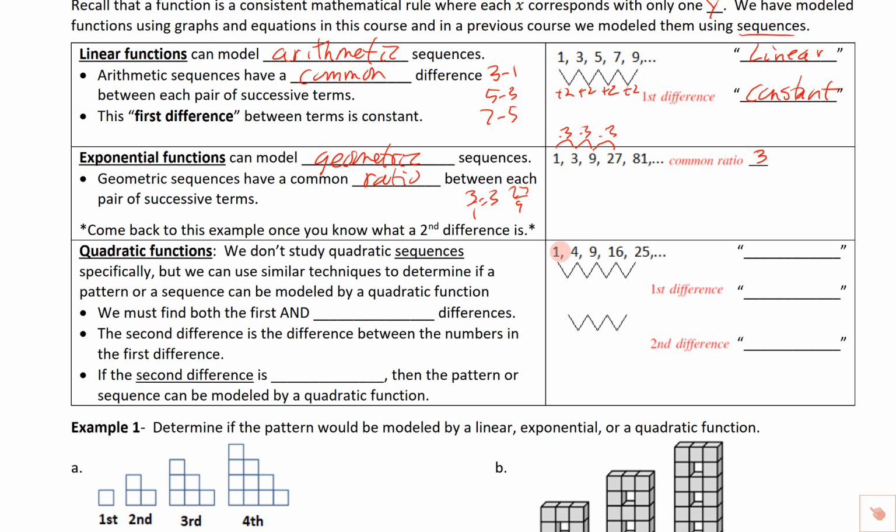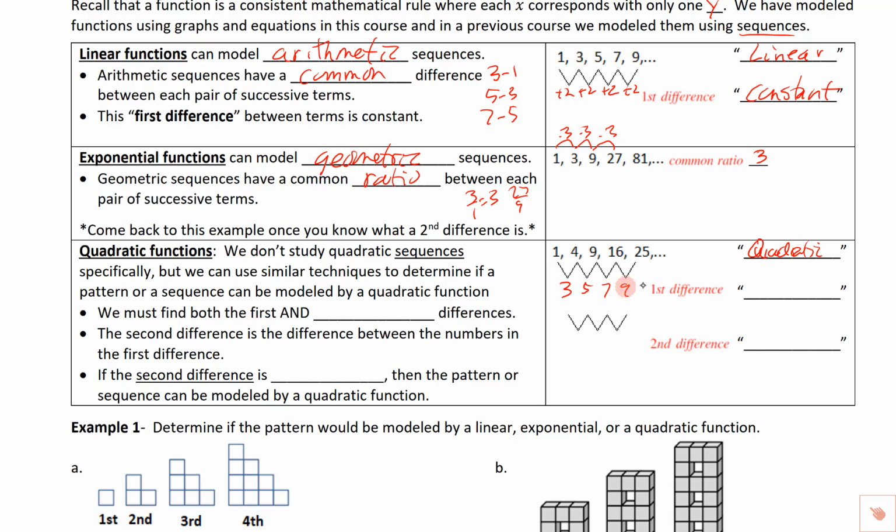So I'm going to do 4 minus 1, and we end up with a 3. I'm going to do 9 minus 4, and we're going to end up with a 5. And 16 minus 9, that's going to be a 7. And 25 minus 16, that's going to be a 9. Well, that's the first difference. And you'll notice that it's not constant. So this first list of numbers, these are quadratic. So I'm going to go ahead and write quadratic. And the second list of numbers, you might recognize it. It's like this list of numbers up above.